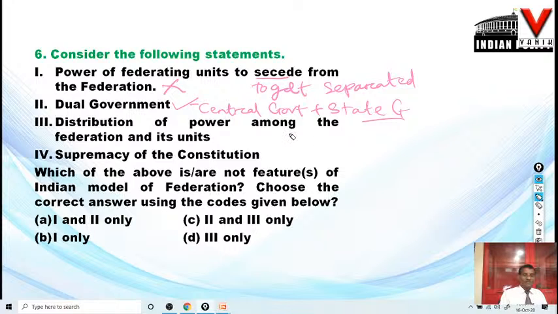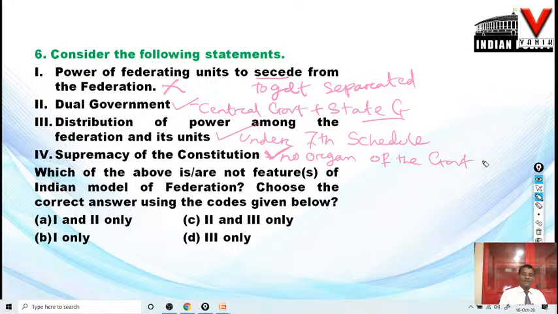Then distribution of powers among the federation and units. Yes, under which schedule? Under the 7th schedule of the constitution, there is a distribution of power. Supremacy of the constitution. Yes. No organ of the government is superior to the constitution.